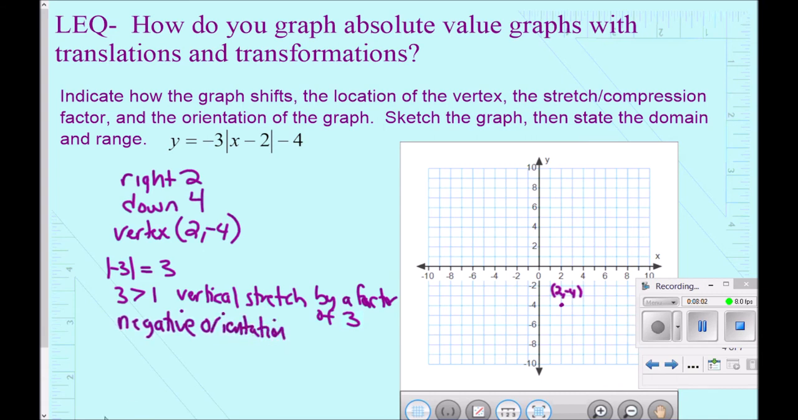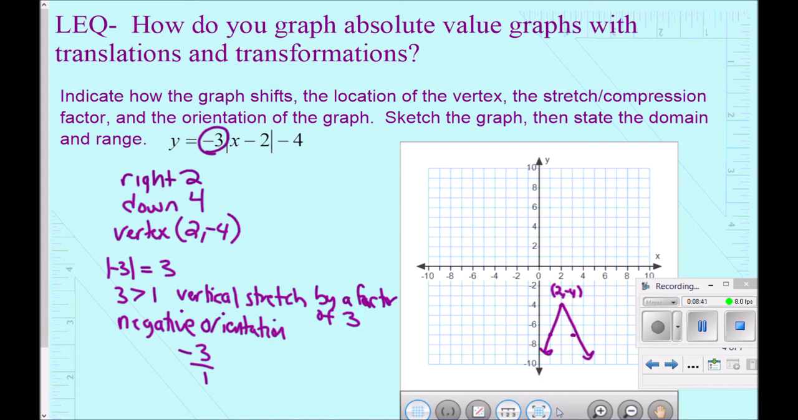Okay, so I've listed everything it asks for except for the domain and the range, but I'm going to graph it first. It's easier to get the domain and range if you're looking at the graph. So let's go to our vertex, and we're going to use this number. Remember, negative 3, we're thinking of that like a slope, negative 3 over 1, which means from our vertex, we're going to go down 3 and to the right 1, and down 3 and to the left 1. And now we have our 3 points, which we can use to graph our absolute value. We already labeled the vertex, and our graph looks good.